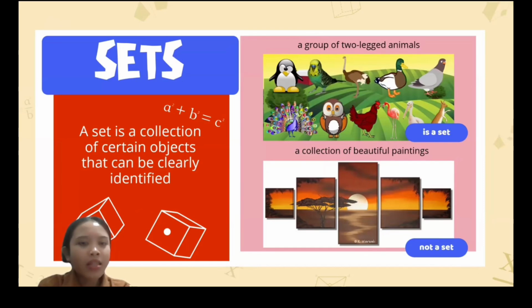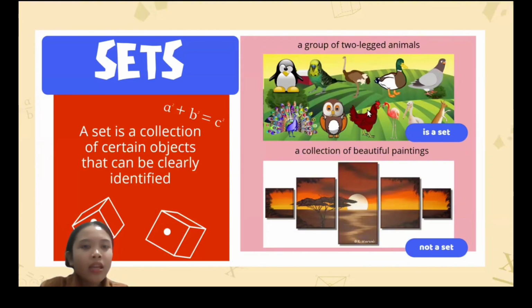So what exactly is a set? Basically a set is a collection of certain objects that can be clearly identified. Look around your environment. You can easily find groups or collections, for example, a group of two-legged animals such as chicken, dogs, and birds. This group is considered a set because whenever an animal is described as having two legs, it definitely belongs to this group.